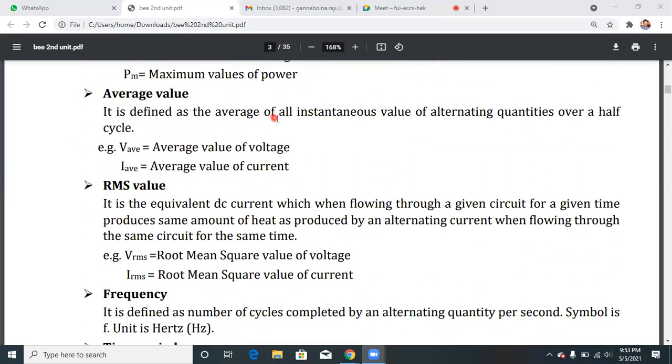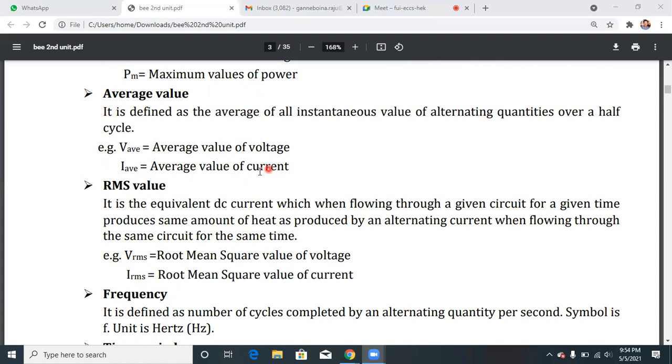It is defined as the average of all instantaneous values of an alternating quantity over a half cycle, called the average value. So V average is the average value of voltage and I average is the average value of current. In an example, you may be asked to find the average value of current or voltage by giving different waveforms: sinusoidal, square, triangular, sawtooth.